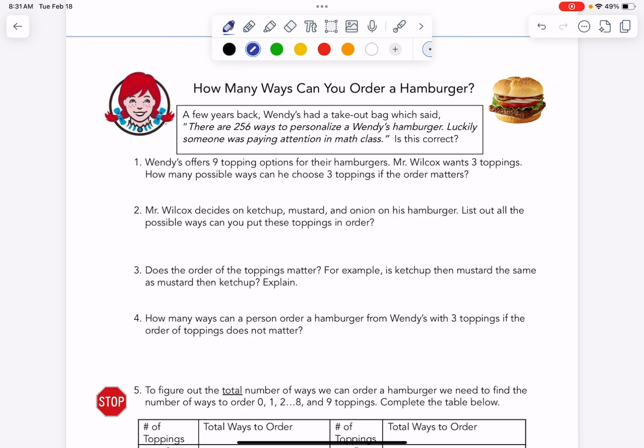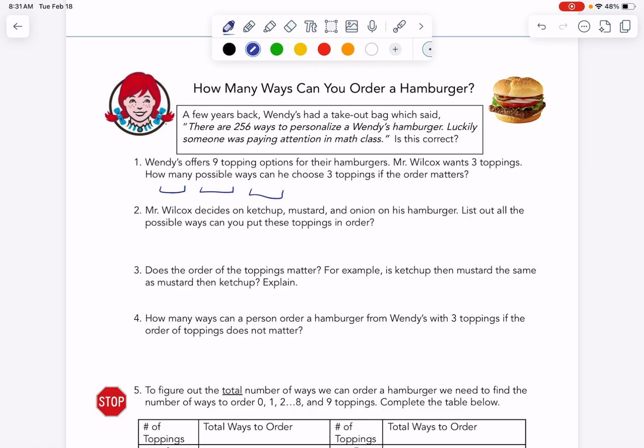Let's take a look at the second thing for today. A few years back, Wendy's had a takeout bag which said there are 256 ways to personalize a Wendy's hamburger. Luckily, someone was paying attention in math class. We want to see if this is correct. So, Wendy's offers 9 toppings for their hamburgers, and this guy, Mr. Wilcox, wants 3 toppings. How many possible ways can he choose 3 different toppings if the order matters? So let's say I have 3 slots, right? Because I have 3 toppings.